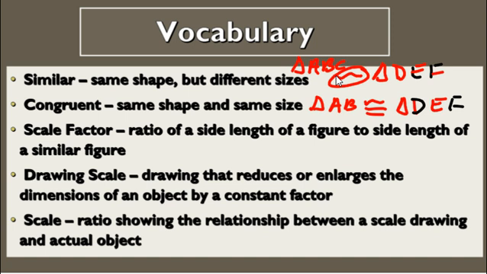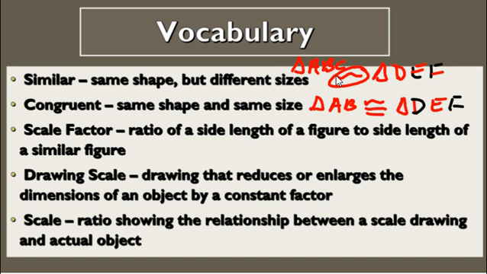Okay, so if you have a picture, or if you have the real thing, and then you have a drawing scale, you're either making a smaller version of that or a larger version of that. And then we have a scale, and the scale is just the ratio showing the relationship between a scale drawing and an actual object. So how much bigger or how much smaller would it be? If you're looking at a map, there's always a map scale, and they will say like 1 inch is a certain amount of miles. So when you're looking at a map, it may look like it's only 1 inch away, but that could be 500 miles in real life.